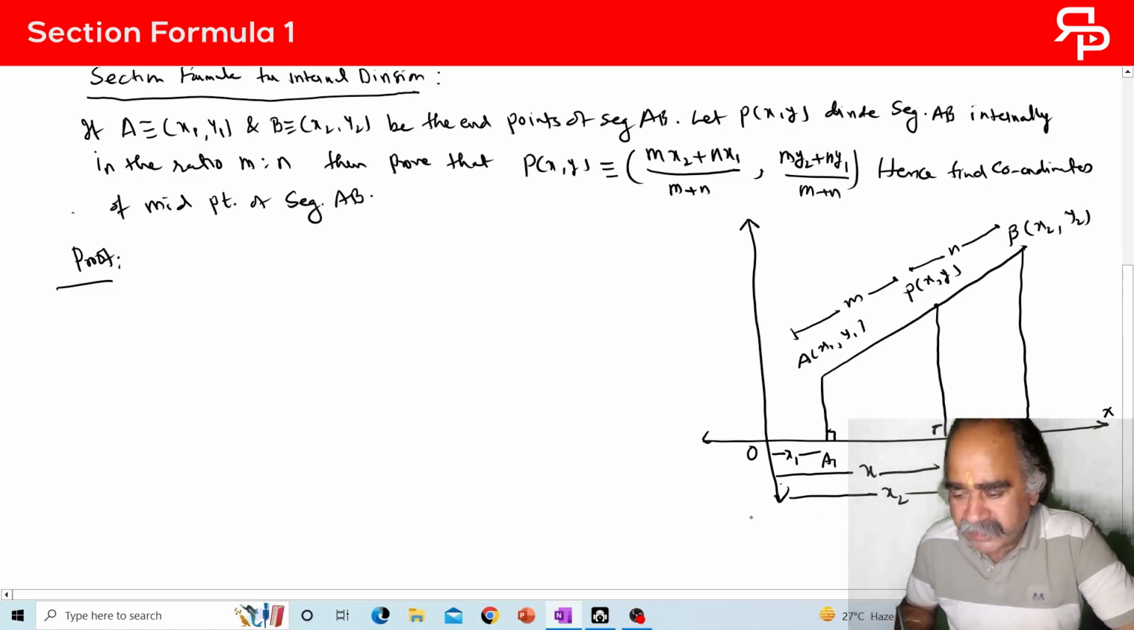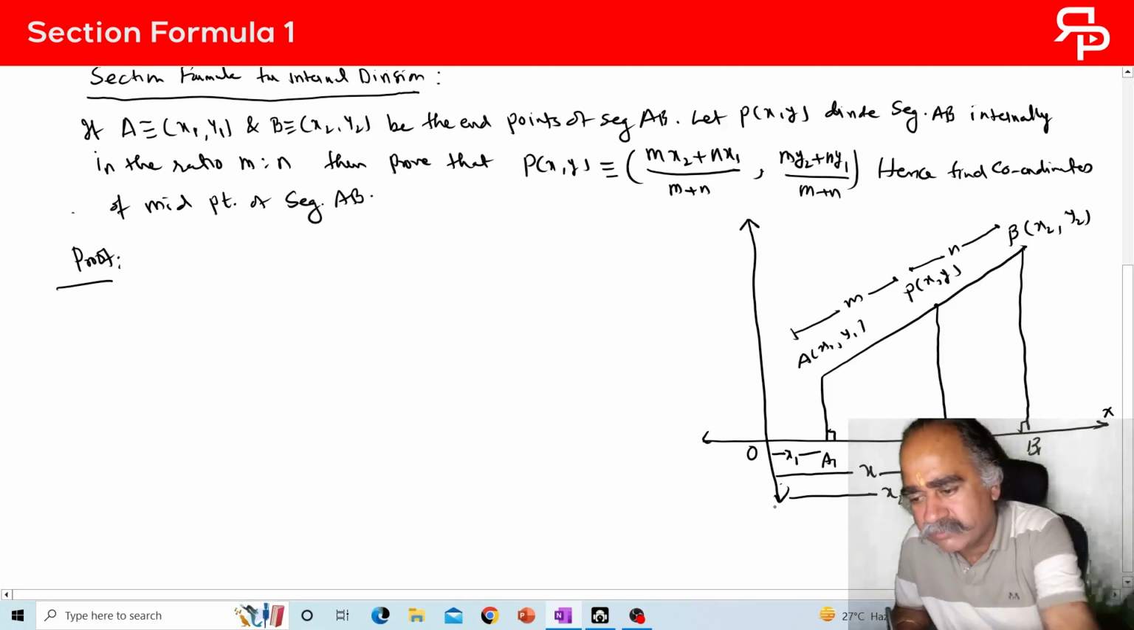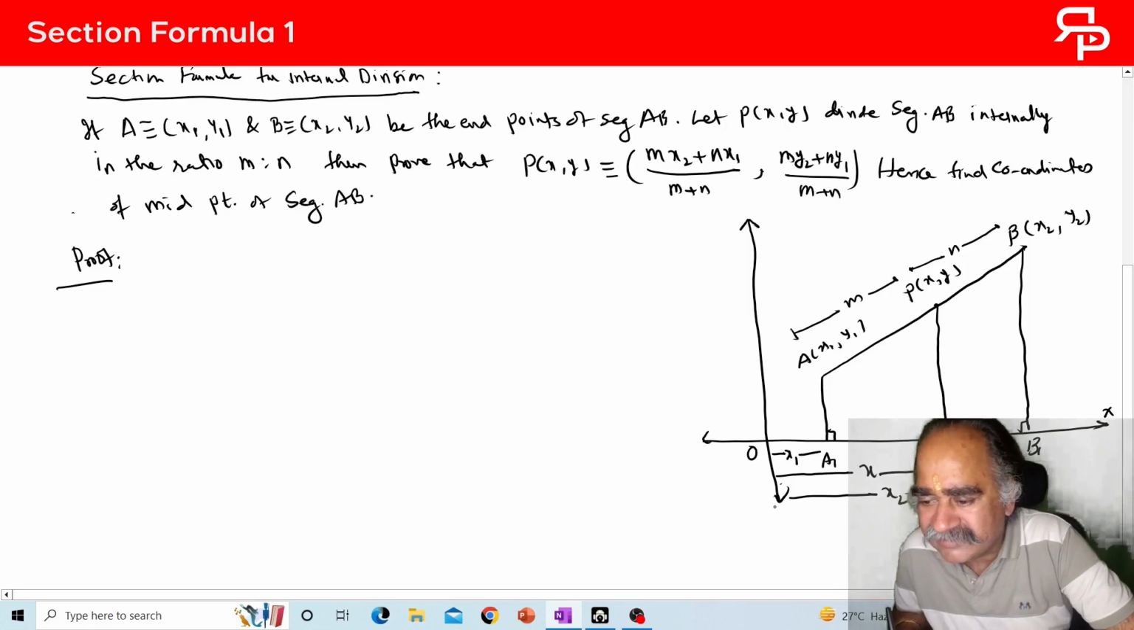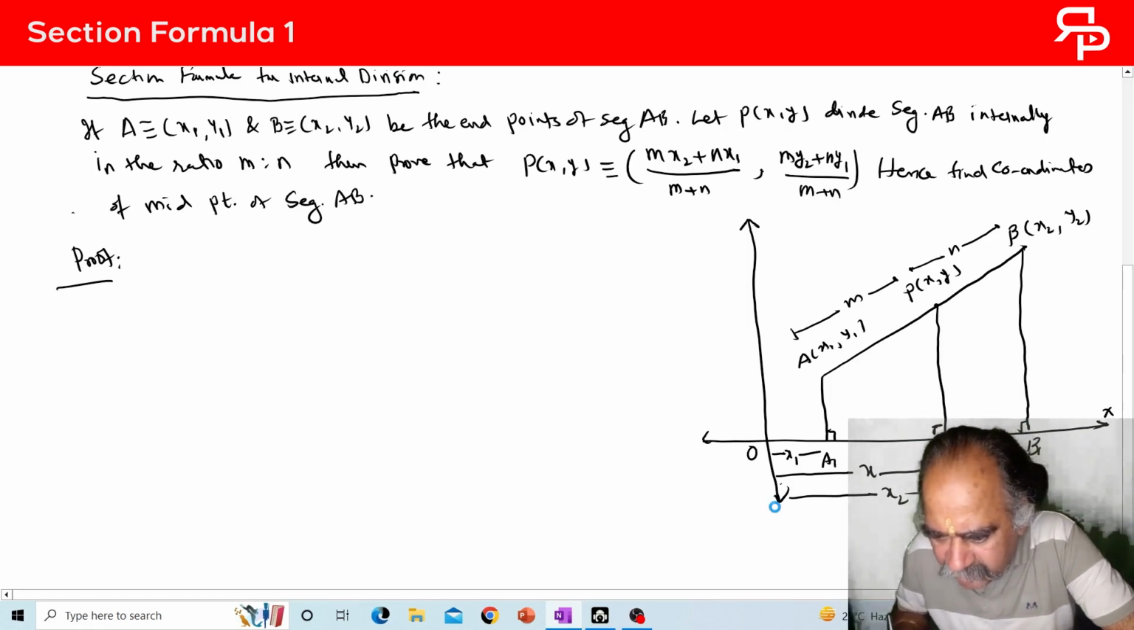Now, students, later on we need two similar triangles in such a way that one triangle has one side as m, that is length AP, and the other triangle has one side as PB.